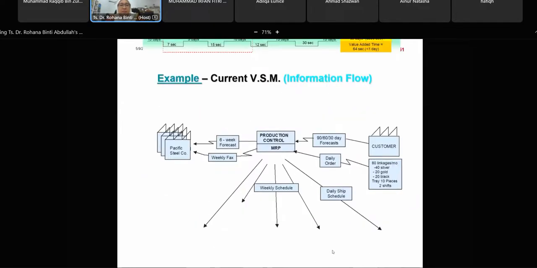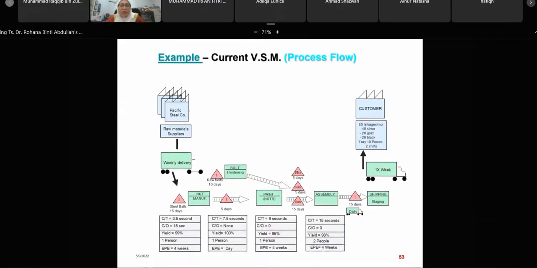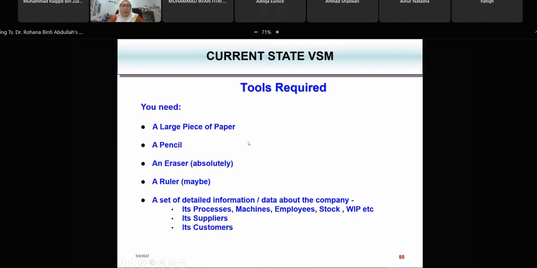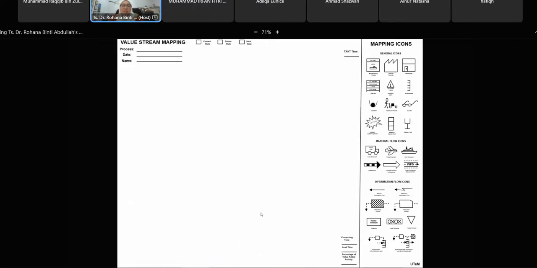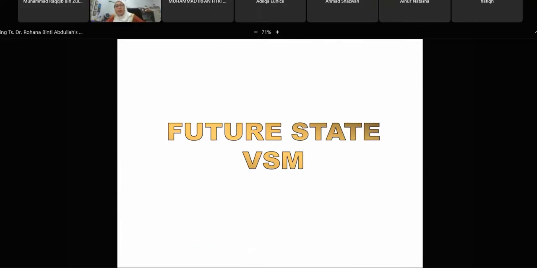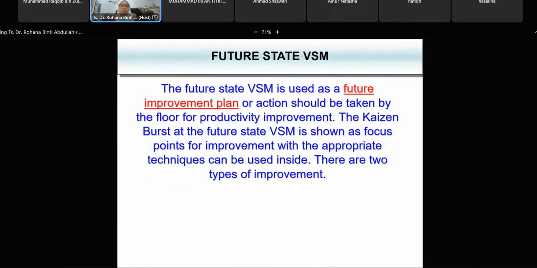Alright? So nak jadi macam tu you kena pakai lah semua icon-icon tu. Alright? So this is the tool that you require, a large piece of paper, a pencil. Okay, tak kisahlah. Alright, semuanya you kena develop guna. This is dia punya template. Alright, yang you boleh pakai. Okay, itu adalah current state. Once you dah siap buat current state, barulah you boleh ready, you are ready to move on to propose future state VSM. What does it mean by proposing future state VSM? The future state VSM is used as a future improvement plan. Nampak? Improvement plan. Ini key dia.